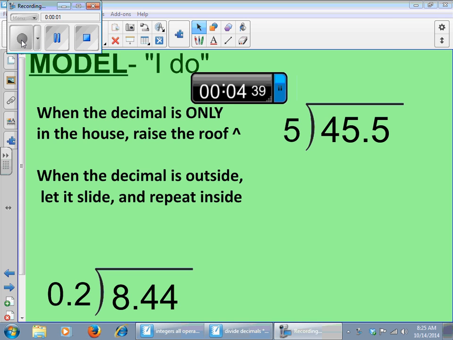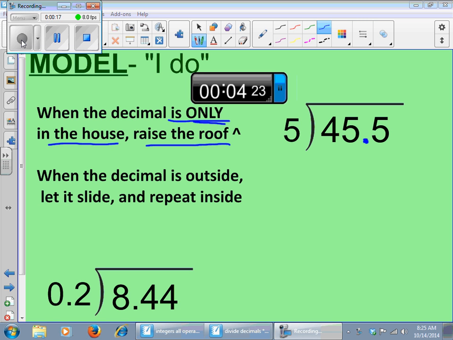Here we have a division of decimals problem. There's a poem that can help you remember how to divide decimals. And this problem here has 45.5 divided by 5. So there's only a decimal inside. According to the poem, it says, when the decimal is only in the house, raise it to the roof. So I'm going to bring this decimal straight up and then just divide right around it.